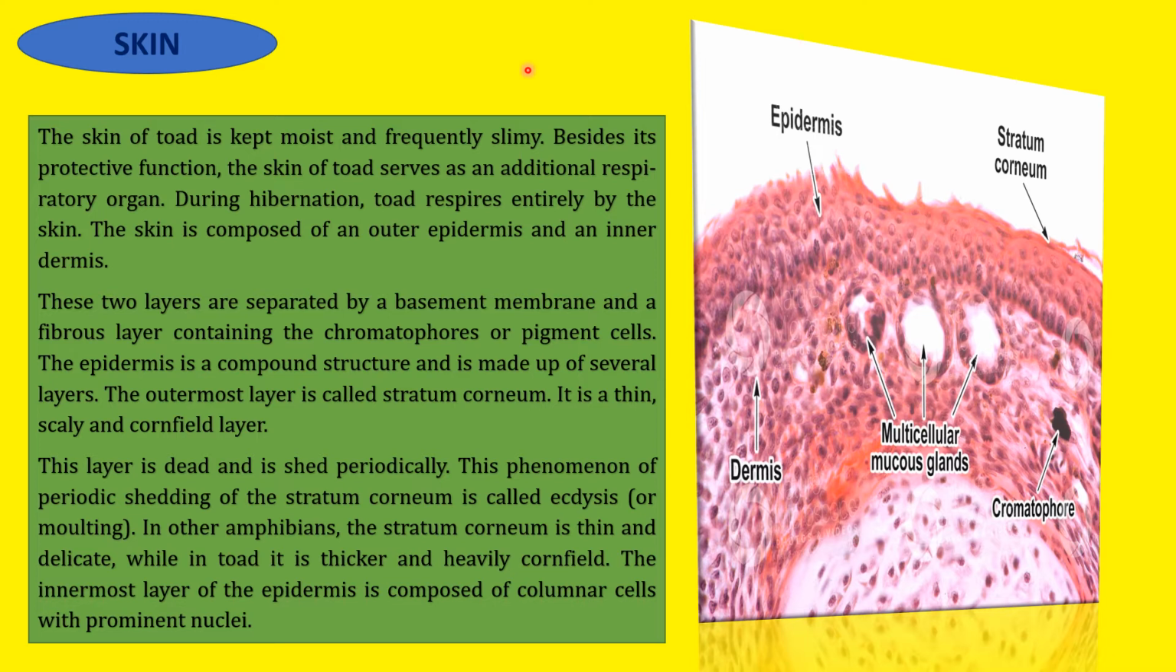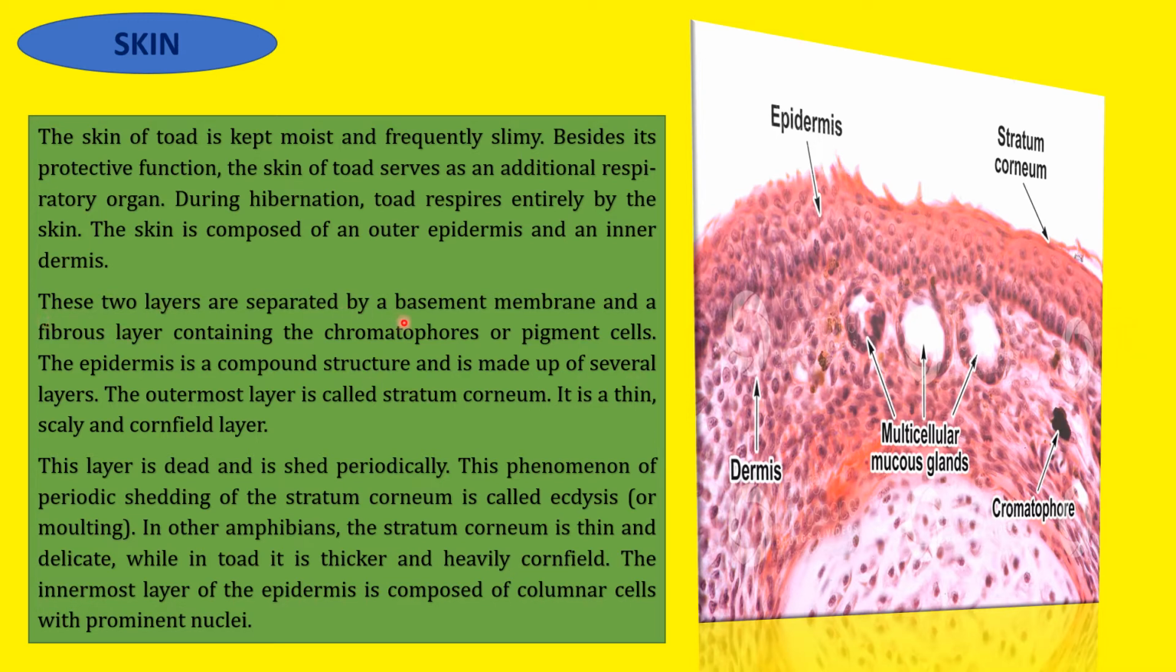The skin is composed of an outer epidermis and an inner dermis. You can see in the diagram, this is the outer epidermis, the dark purple layer, and an inner dermis. This is the dermis layer, already labeled in the diagram. So this is the epidermis layer and this is the dermis layer, outer epidermis and inner dermis.